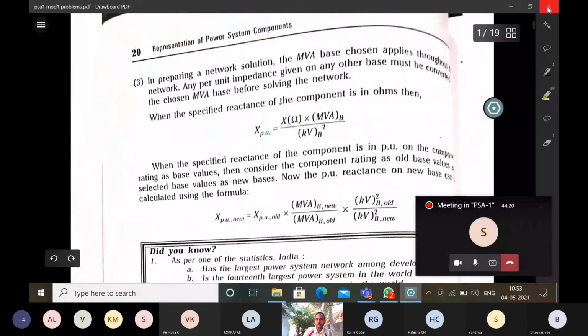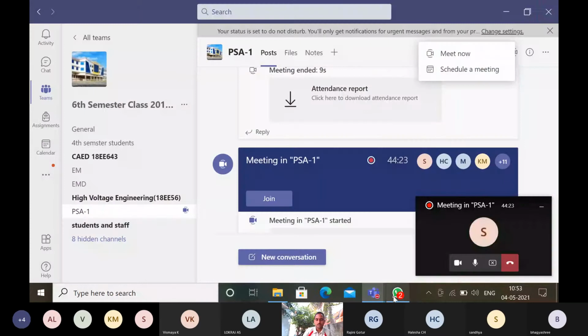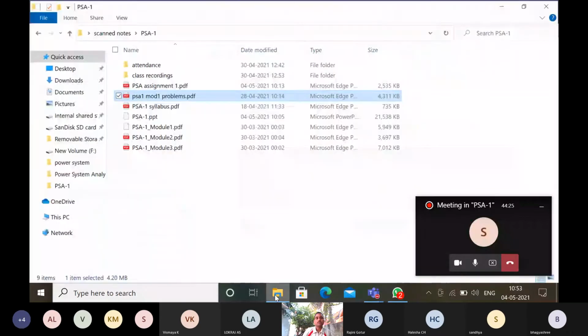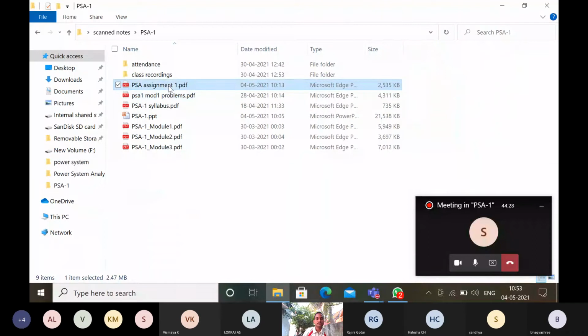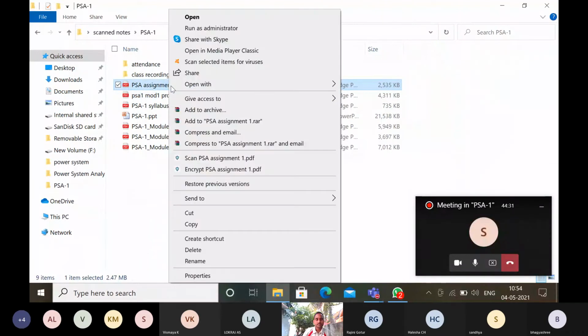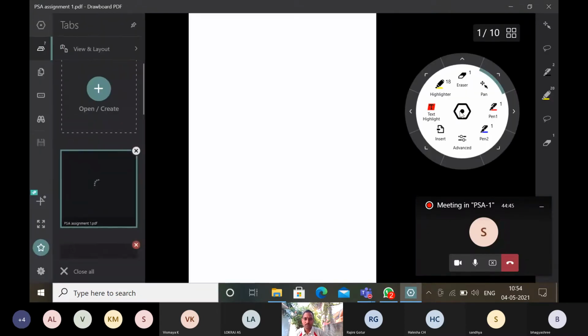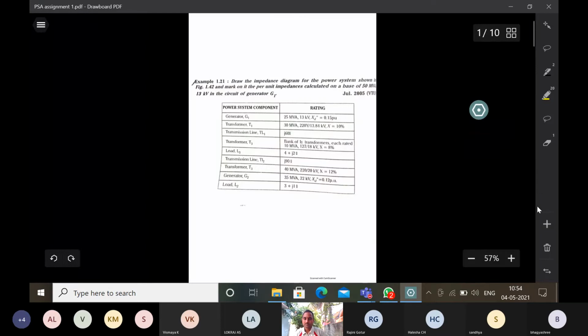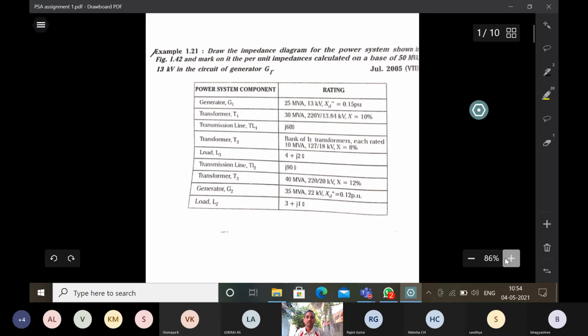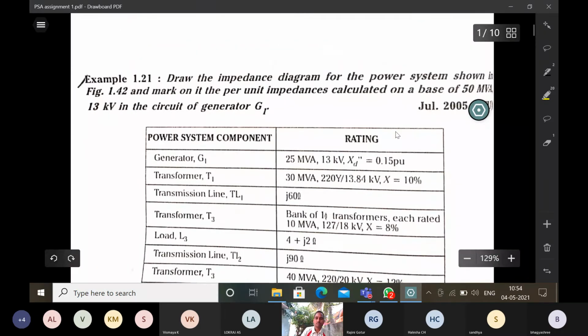So I will show the assignment part. You do it as assignment. Some previous year question paper problems. So this is asked in the July 2005 VTU question paper. So this is one problem. The solved problem is there. You go through this and write it.